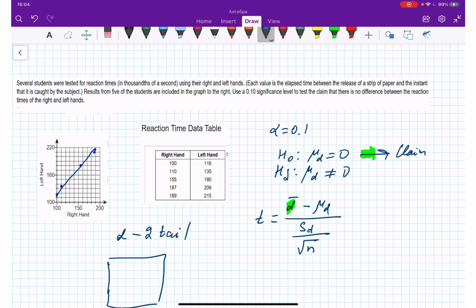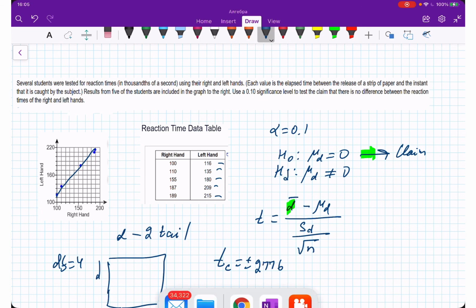And we have how many? 1, 2, 3, 4, 5. So the degrees of freedom will be 4, right? Degrees of freedom is going to be 4. So you find here degrees of freedom 4 and alpha two-tail. And you should get, let me see how much. T critical should be plus minus 2.776. Okay, let's go check it.